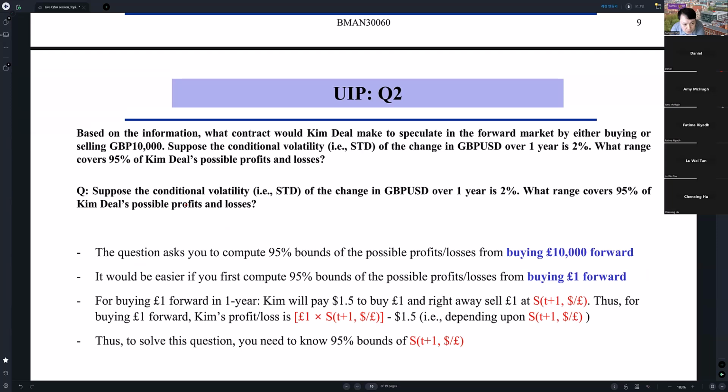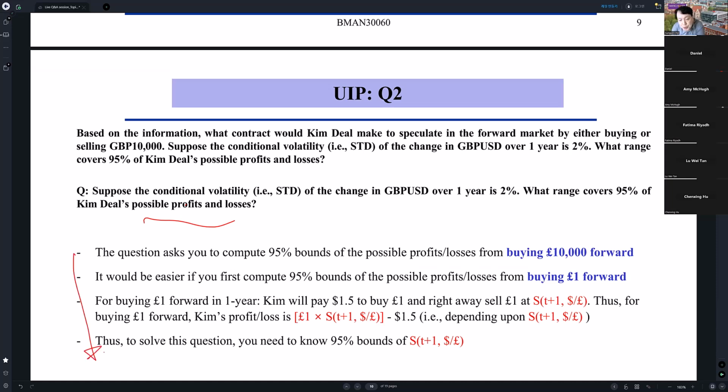Next, suppose the conditional volatility of the change in GBP USD over 1 year is 2%. What range covers 95% of the possible profit and loss? It's also almost exactly the same, so we're going to follow the second method. What is the meaning of the second method? Think about this one by one.